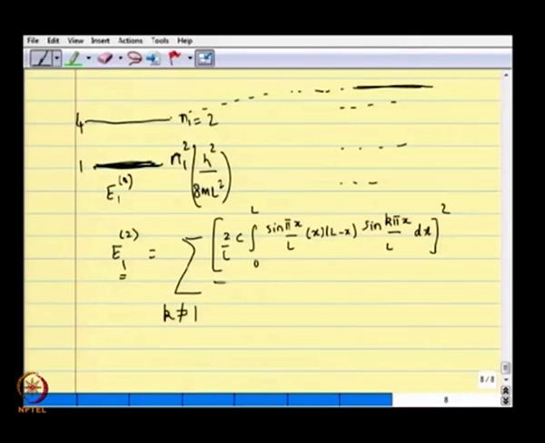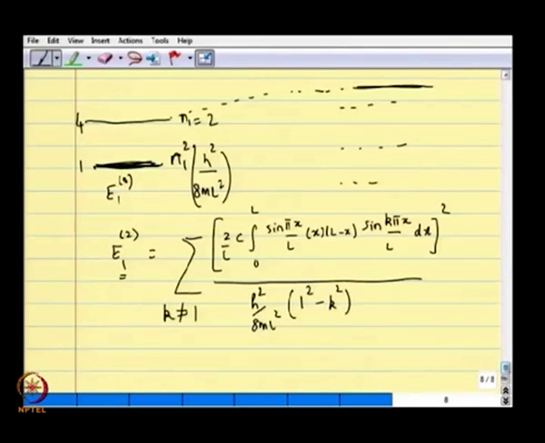Divided by the lowest energy, h square by 8 m L square, and the next energy is k square times that, for all levels k equal to 2, 3, 4, etc., and we are summing over that. So, it is 1 square minus k square, which is the difference in the energy.